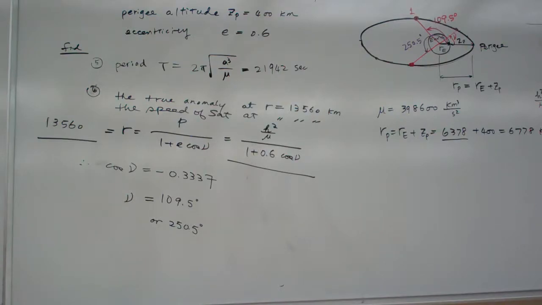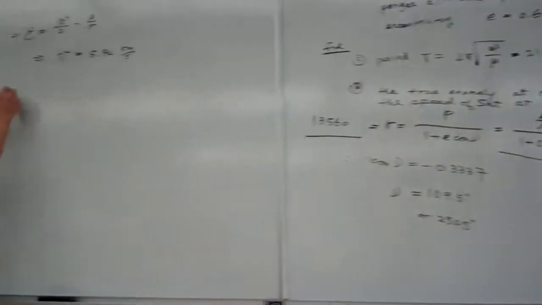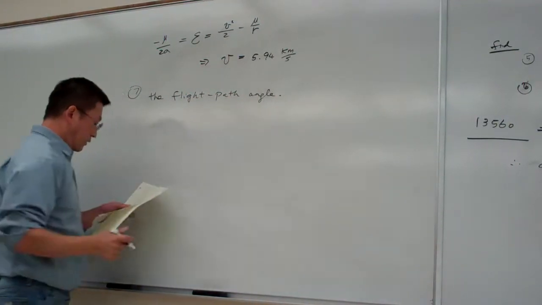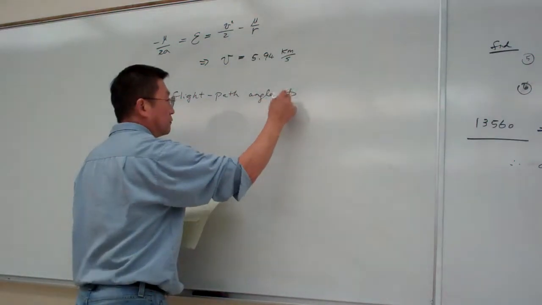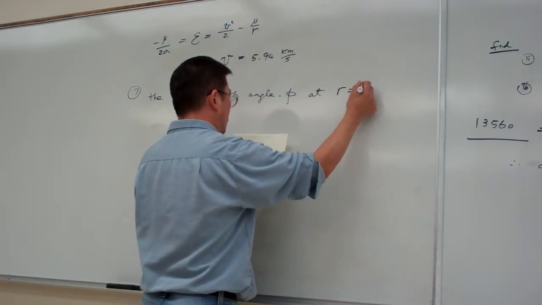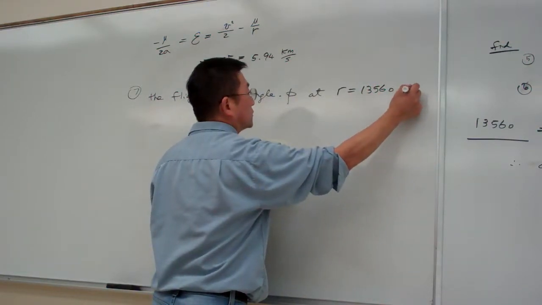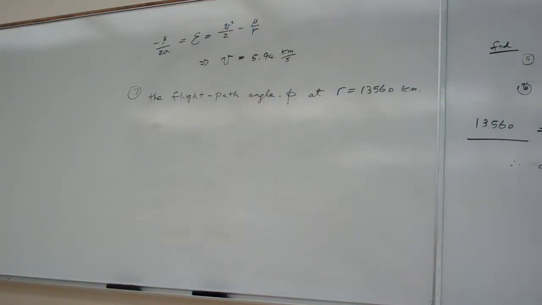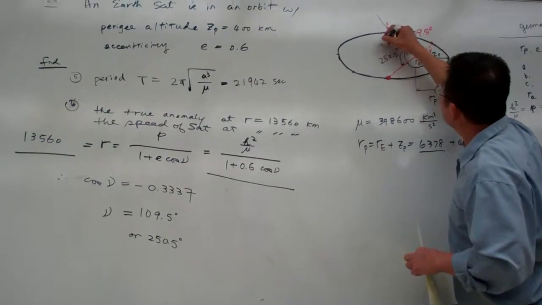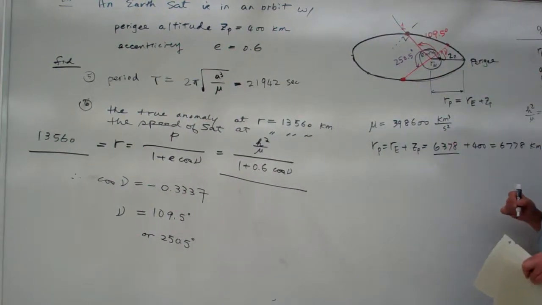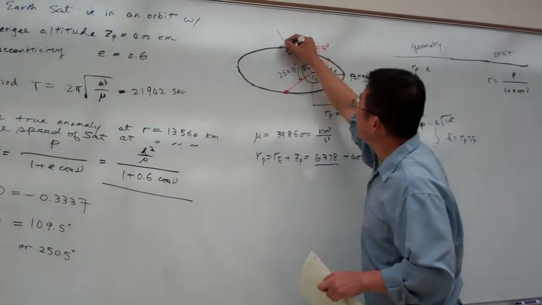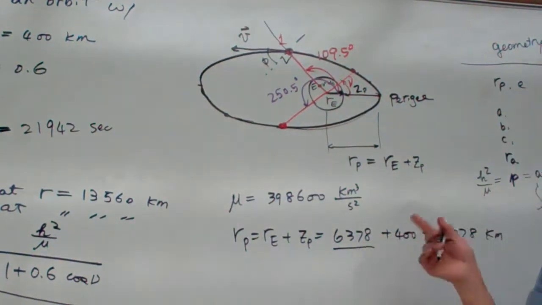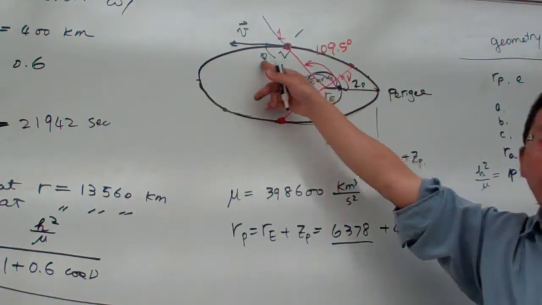The 7: the flight path angle, phi, at r equal to 13560, at the same locations. So at the same locations, we simply want to calculate the flight path angle. Flight path angle: this is the radial distance, this is the normal to the radial distance in the local horizon, and this is the speed. So this is our angle phi. And before doing that, we expect the angle should be positive.